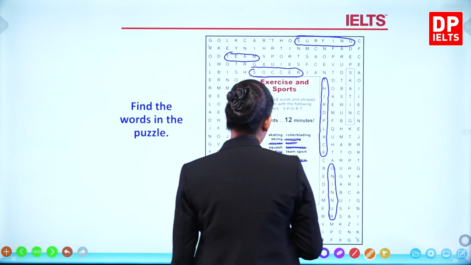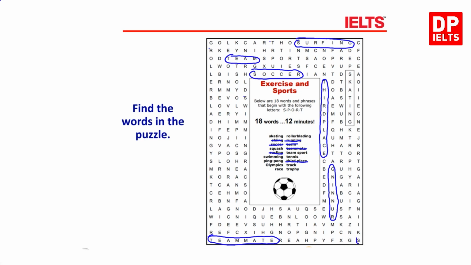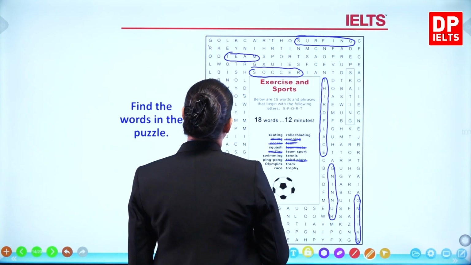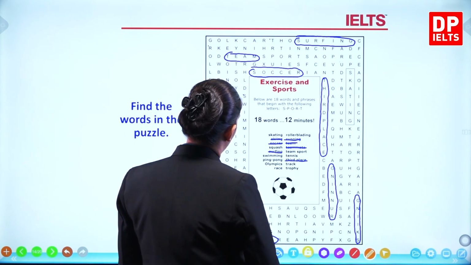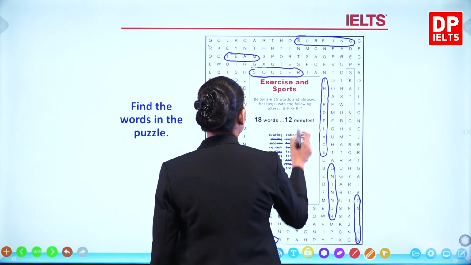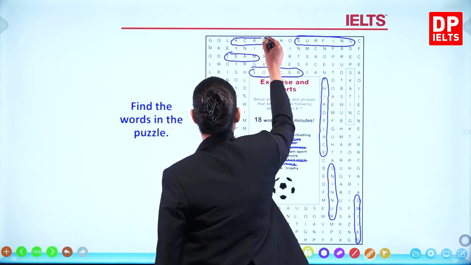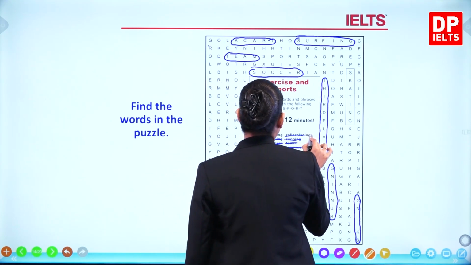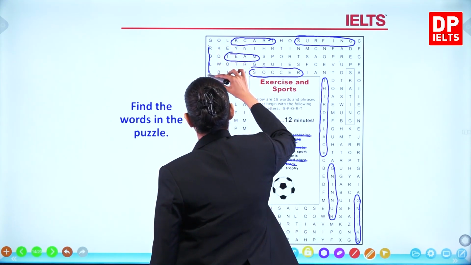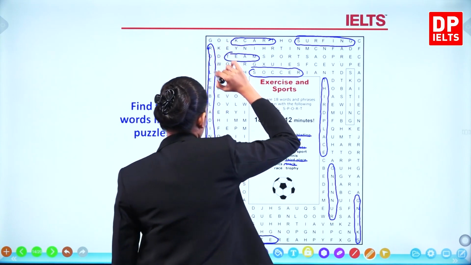Then we have skiing. Let us have a look at skiing. So I'm going to draw skiing. Next, what do we have? Let's see. So we have track, T-R-A-C-K. So we're going to do track. Then we have rollerblading, which we're going to do here. So that's another sport.